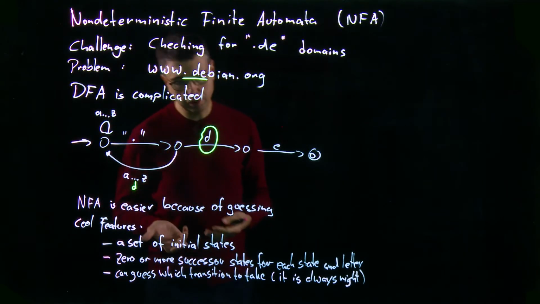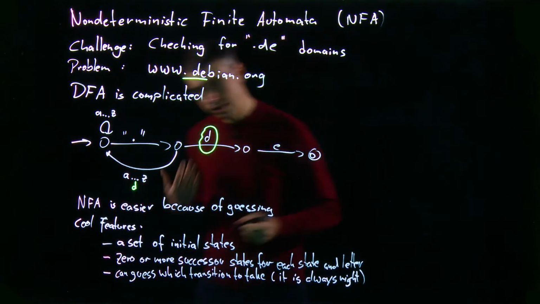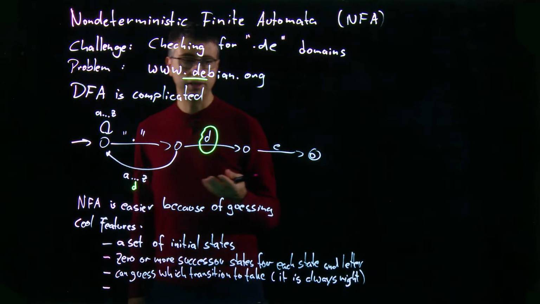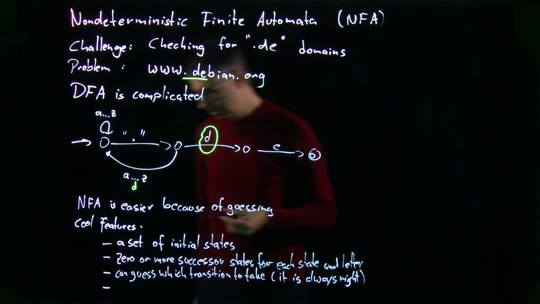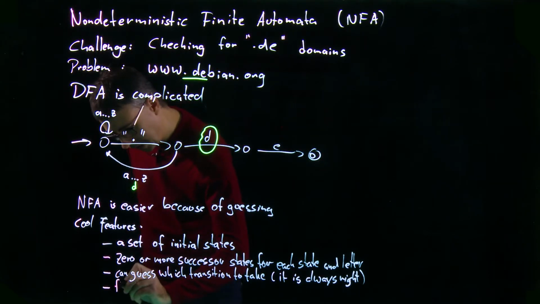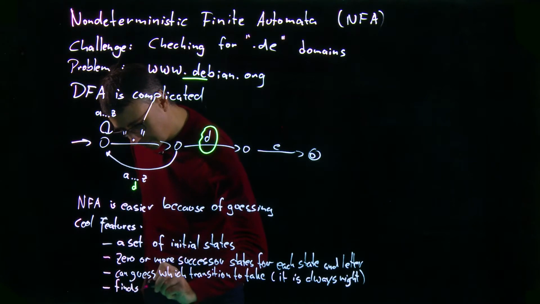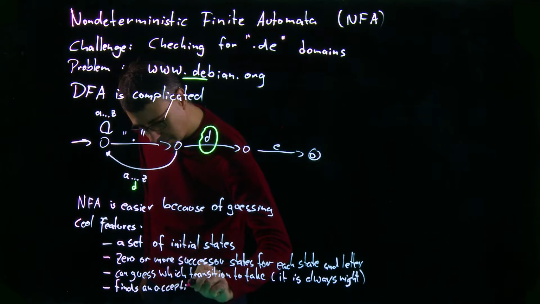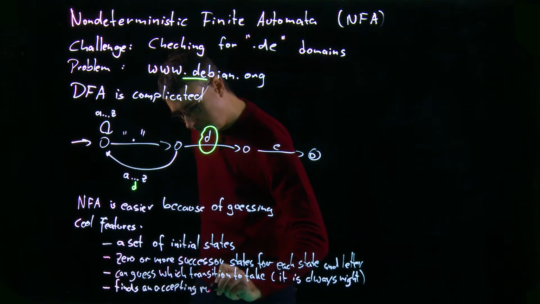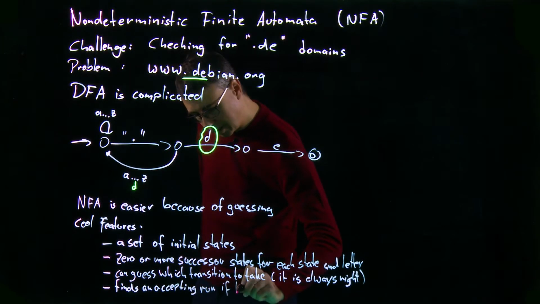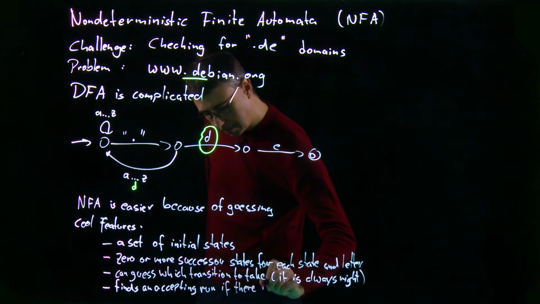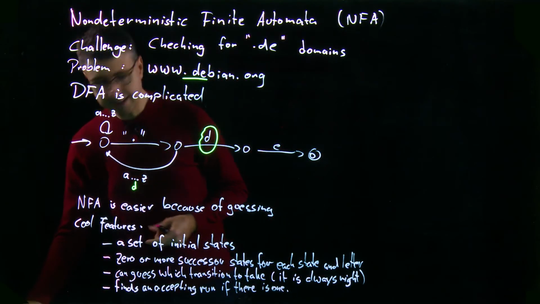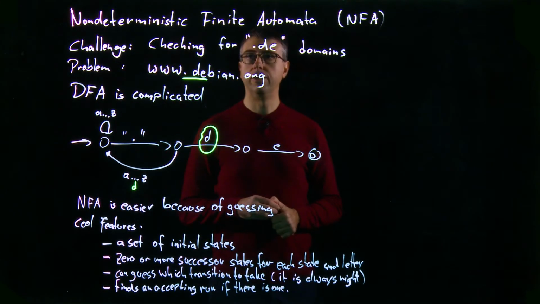If you are uncomfortable with the idea of guessing, we can do it a bit more formally and say, if there is a way to an accepting state, it will find it. So it finds an accepting run if there's one. So that's actually the idea of an NFA.